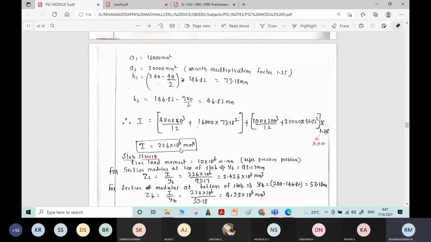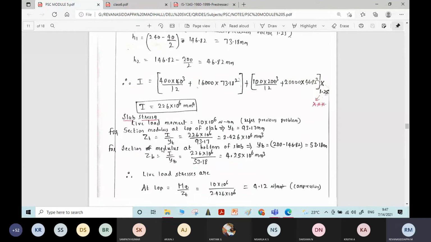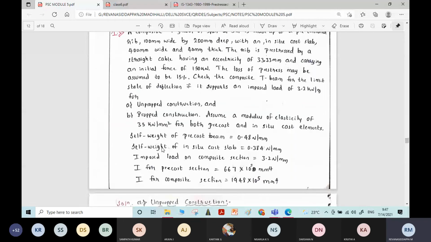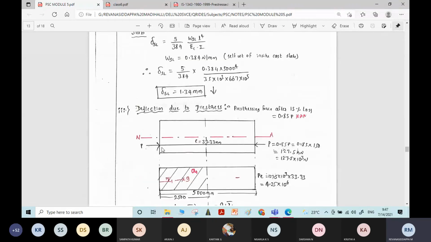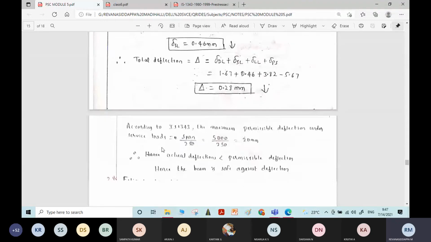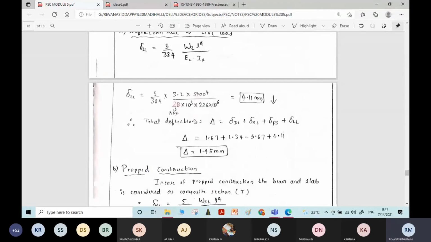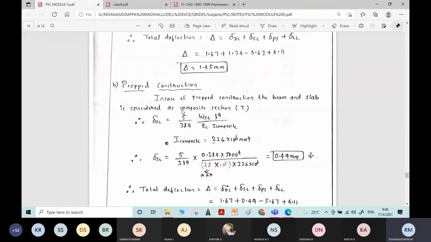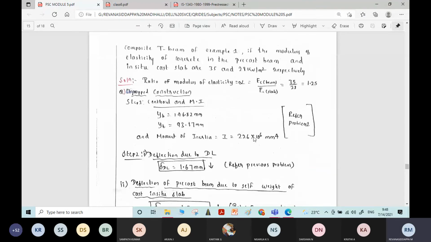This moment of inertia should be substituted here. Ix is 226 into 10 power 6. Then calculate the total deflection. Similarly, for propped construction, for the moment of inertia of the composite section, instead of substituting 1948, 226 should be substituted. How has 226 come? By multiplying that ratio of 1.25 in calculating the moment of inertia, we have got 226.